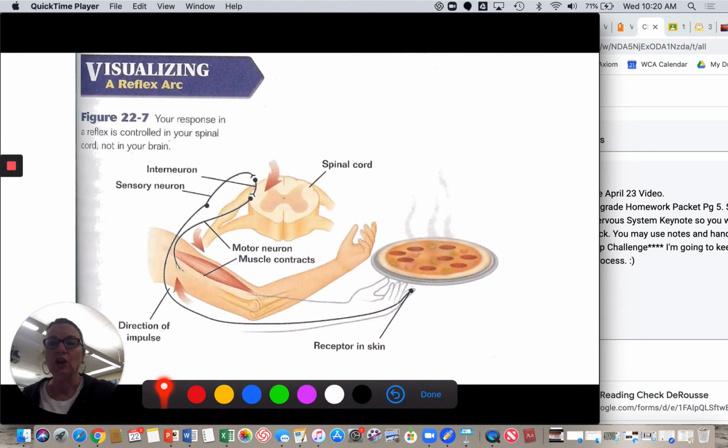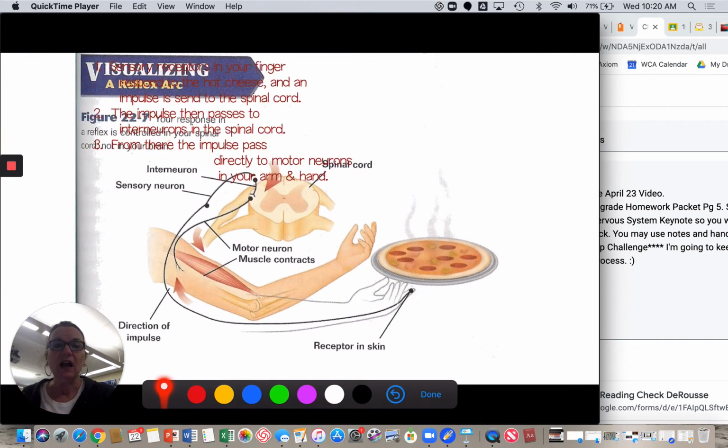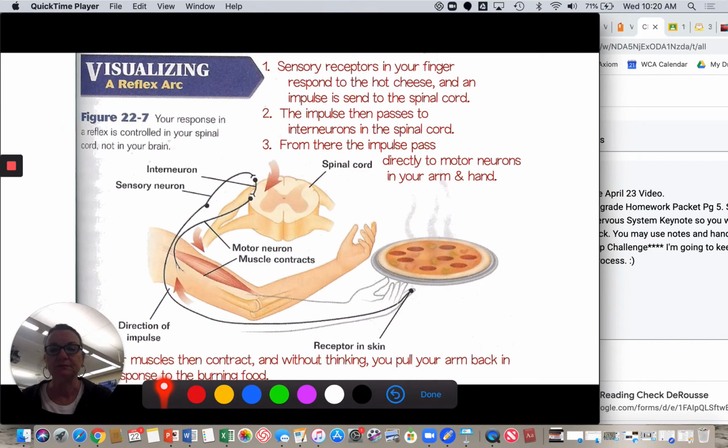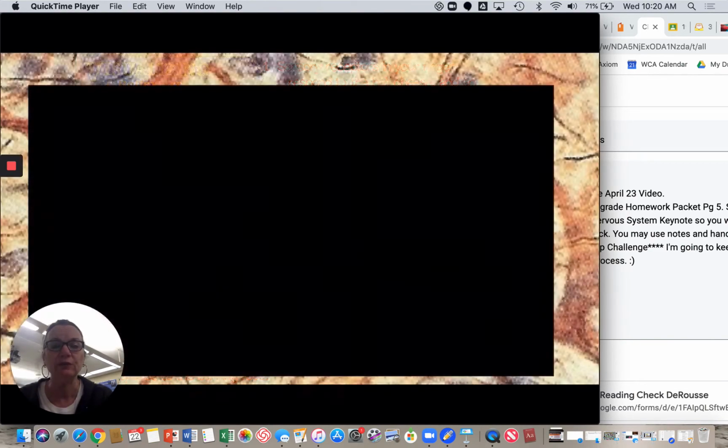Another example. So here, some of this hot cheese winds up falling onto your finger, and once again, the receptor picks up that stimulus, responds to the stimulus and gets a message going, goes by sensory neuron to the interneurons in the spinal cord that hand it off to the motor neurons, to the muscle, causing your arm to contract and to drop the plate. So without even thinking, you pull your arm back in response to the burning food.